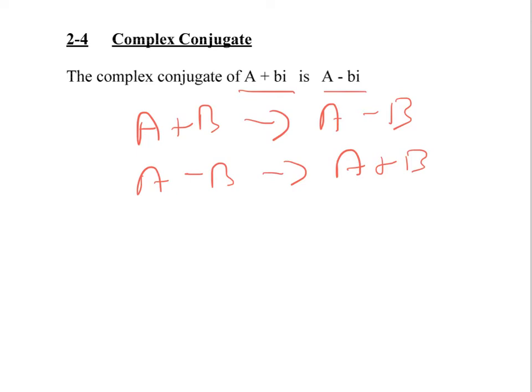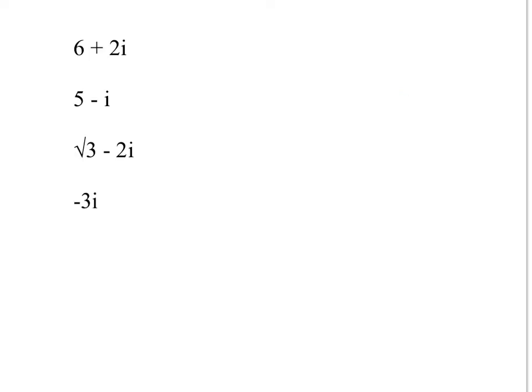Okay, so as we look at this right here, let's just write the conjugates. I'll do that in red. The conjugate of this is 6 minus 2i. You guys are probably way ahead of me. This is 5 plus I. The conjugate of root 3 minus 2i is root 3 plus 2i. And the conjugate of 0 minus 3i, remember there's a 0 there, is 0 plus 3i, or just plain old 3i.